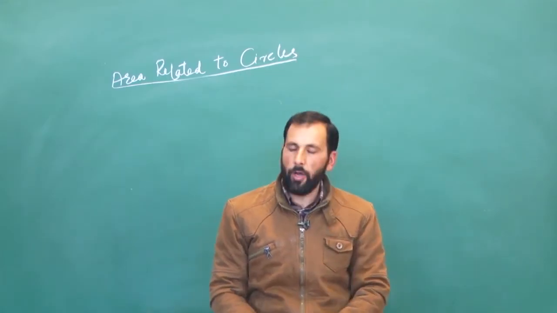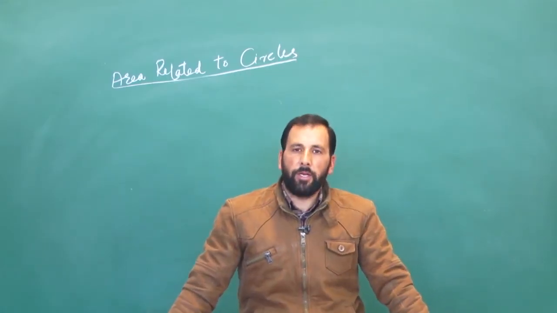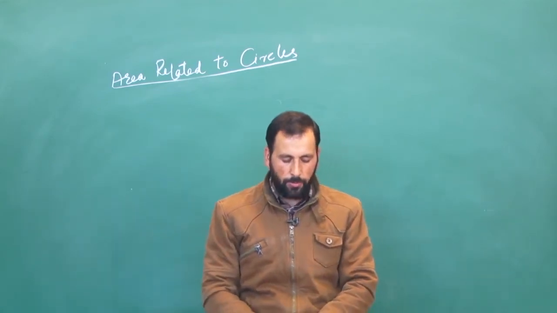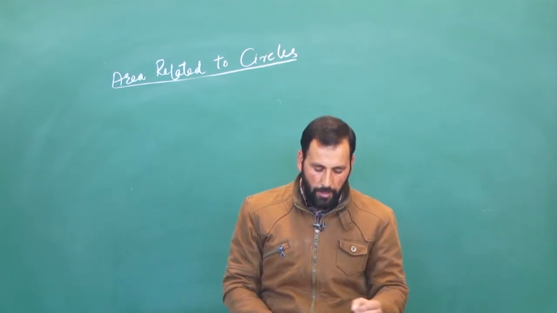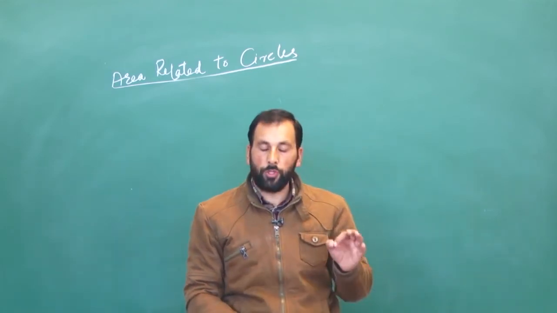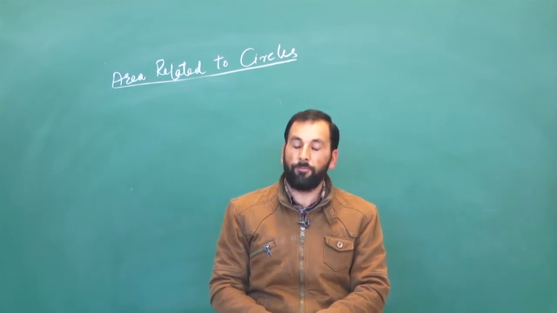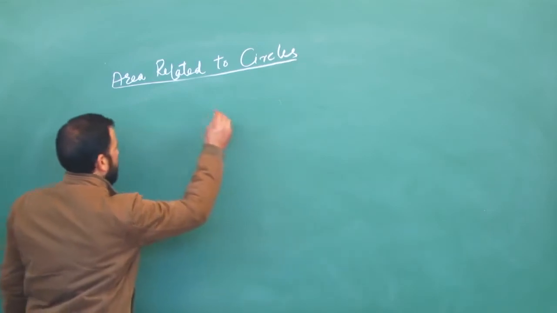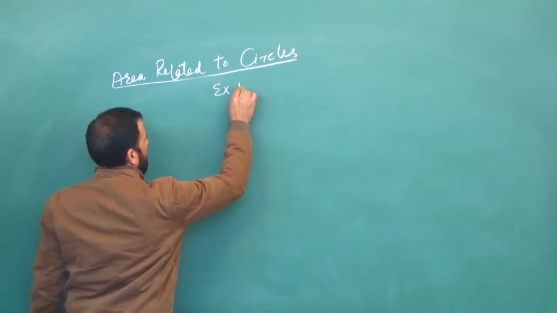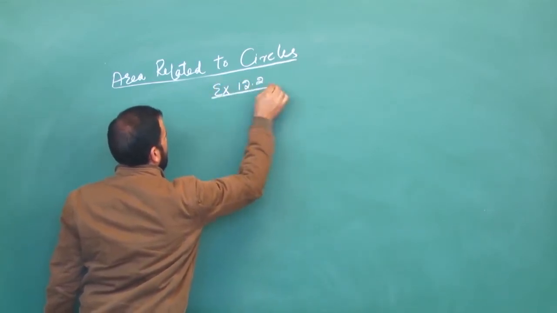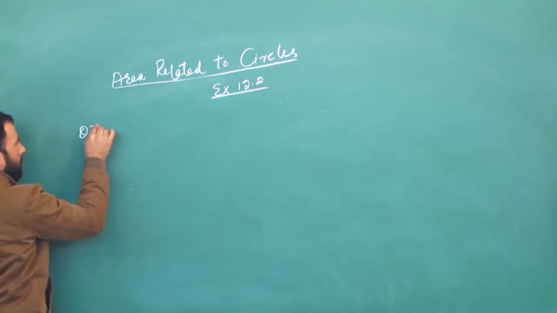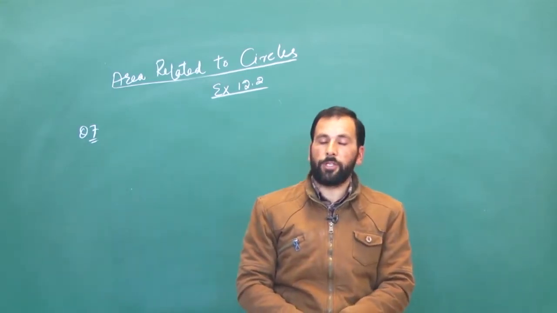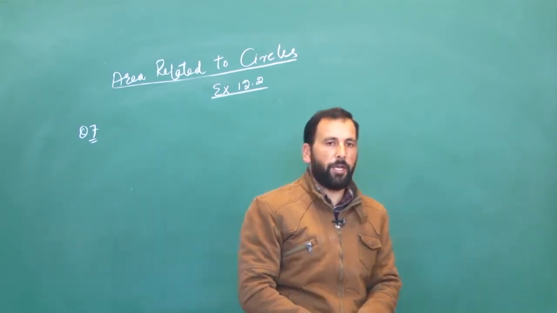The question is: a chord of a circle of radius 12 centimeter subtends an angle of 120 degrees at the center. Find the area of the corresponding segment of the circle. In this question, we have to use the value of pi as 3.14 and square root 3 as 1.73. Exercise 12.2, question number 7.